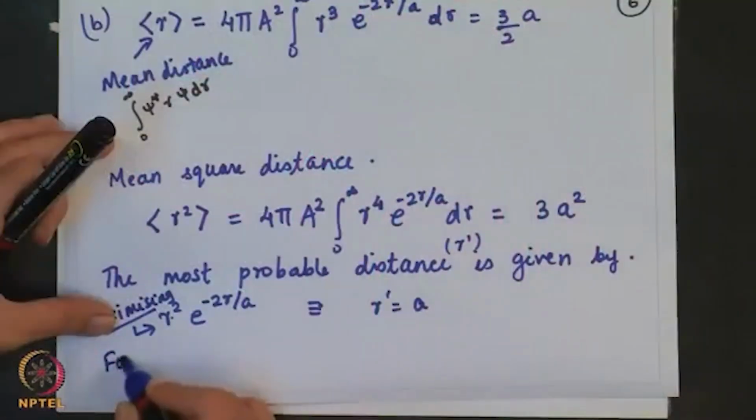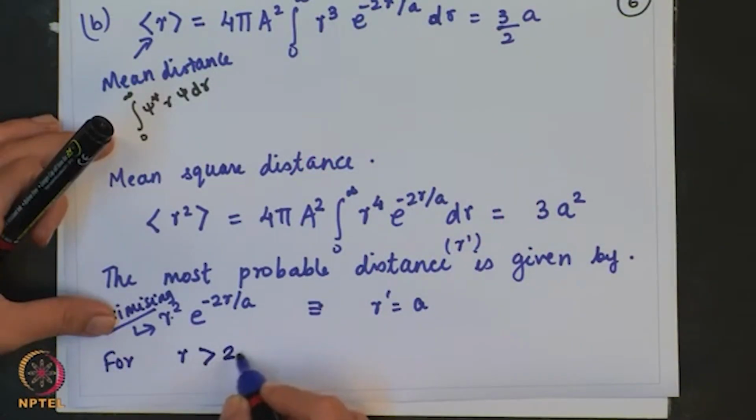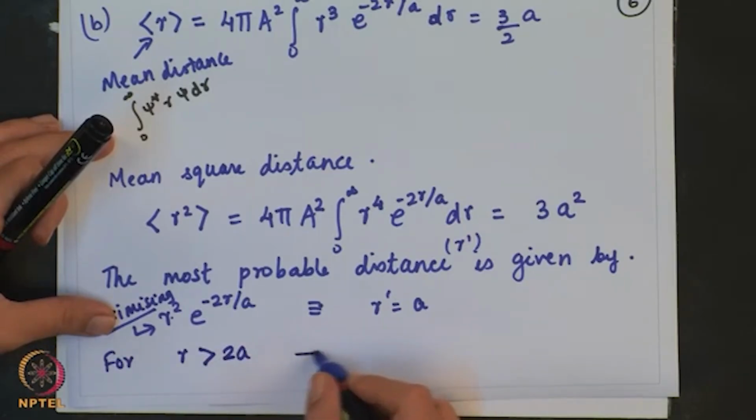With this end of this part, the third part is that you have to calculate the classical and quantum mechanical probability for r greater than 2a. That is an easy check. You can just do it for r greater than 2a. When you put the limits, your limits of integration will be from 2a to infinity instead of 0 to infinity.